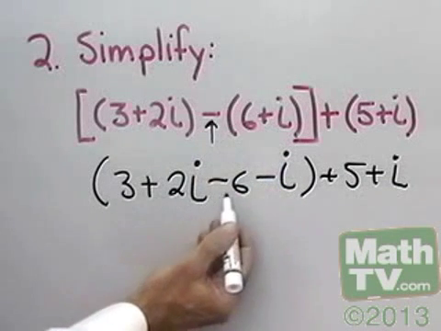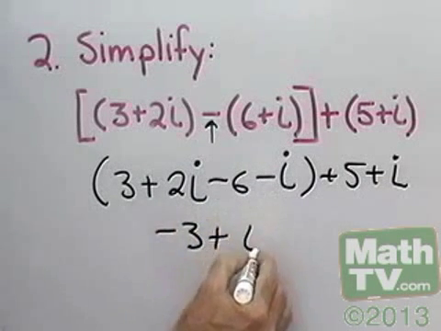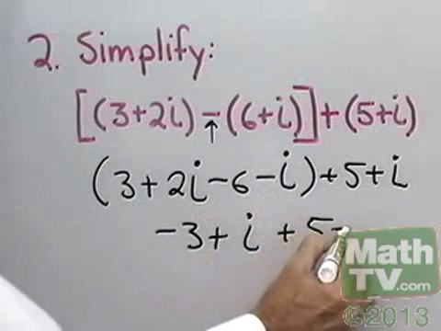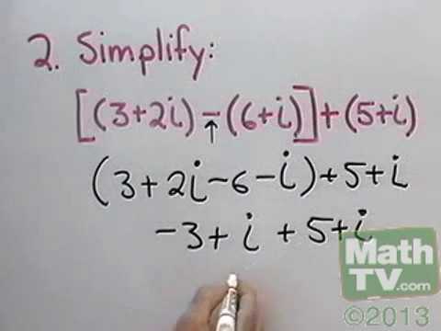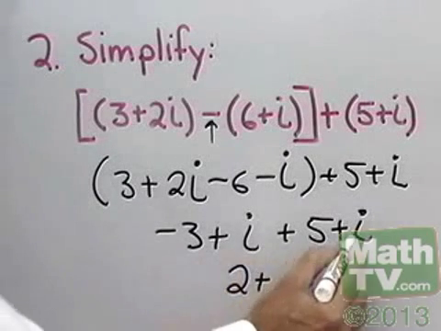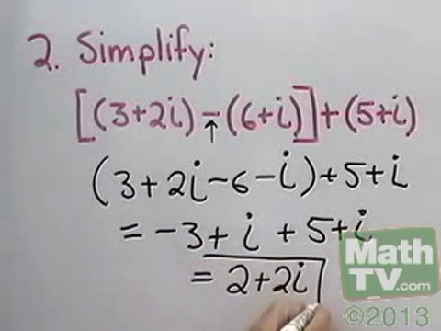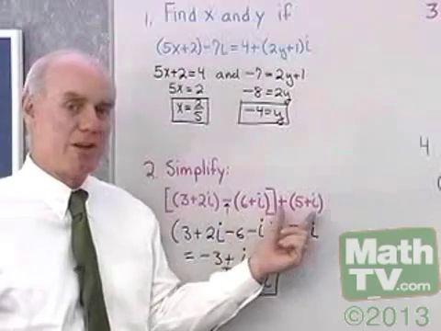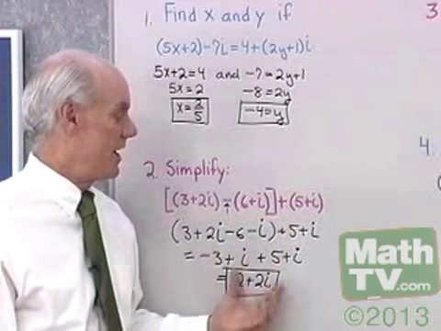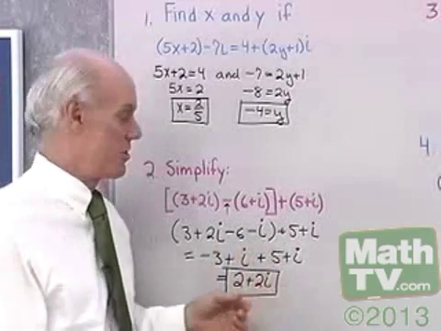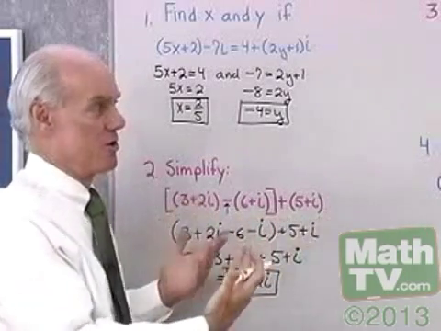Now let's say I have 3 plus negative 6 is negative 3, plus 2i minus i is just i, plus 5 plus i. And I'll continue to add the real parts. Negative 3 plus 5 is going to be 2, and then i plus i is 2i. So I've simplified this expression, involving three complex numbers, down to just the complex number 2 plus 2i. And I did it by treating everything as if they were similar terms. So I add the real parts which don't have the i's in them, and I add the imaginary parts which do have the i in them.